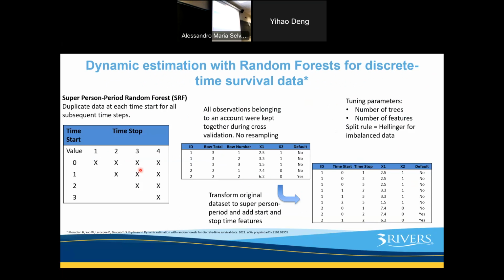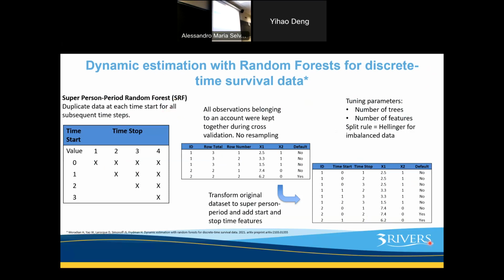The final method is again random forest, but there are some modifications we made to the data set and to the algorithm itself. The transformation of the data set was found in a paper titled Dynamic Estimation with Random Forest for Discrete Time Survival Data. The particular data set we're using is something they refer to as super person period, and this method we'll refer to as super person period random forest, or SRF for short. What they do with this transformation is you duplicate the data each time step all the way out to the end.